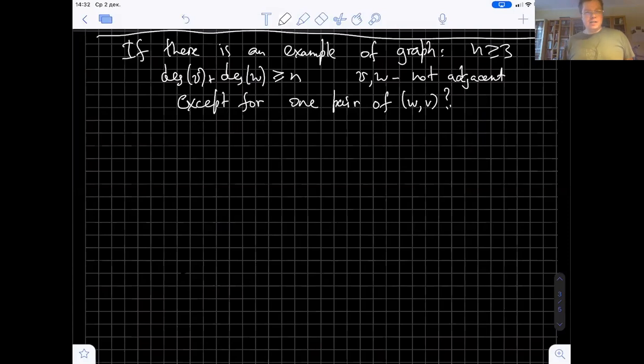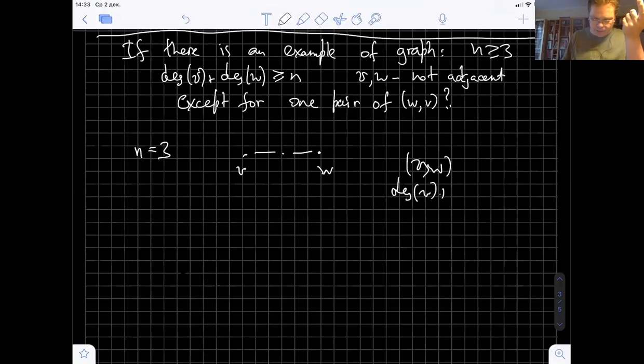Yeah, I think it's a very simple example. For example, we start from n equal to 3. What we can imagine is a non-Hamiltonian graph, just the path with 3 vertices, and we see that we have only two non-adjacent vertices, and the sum of the degrees is equal to 2, which is less than 3. So for one pair this inequality doesn't hold, and so we have no Hamiltonian path.